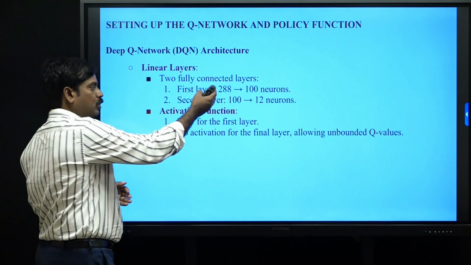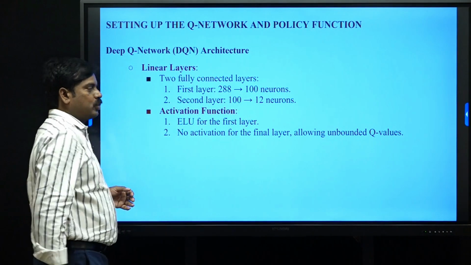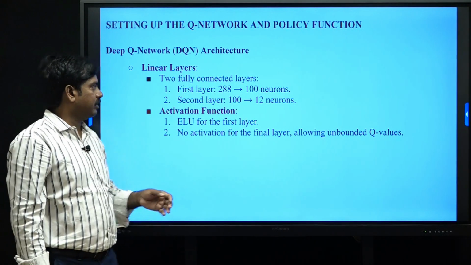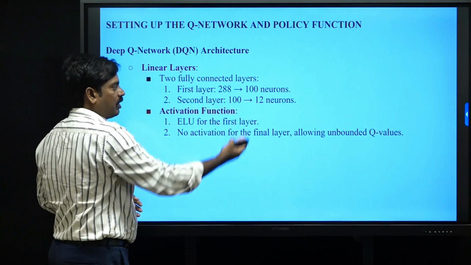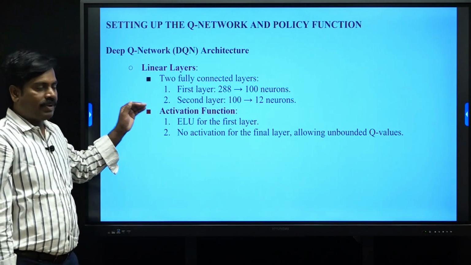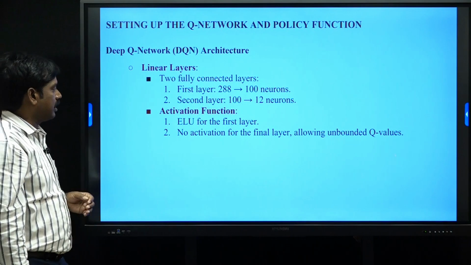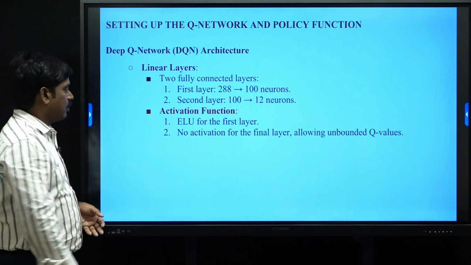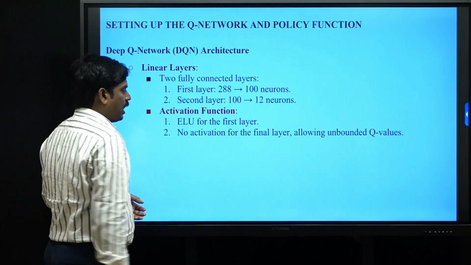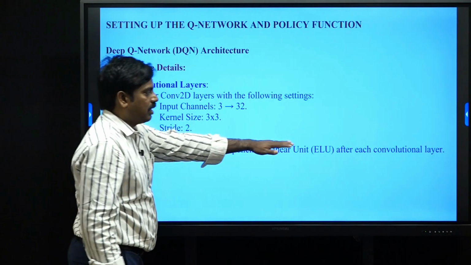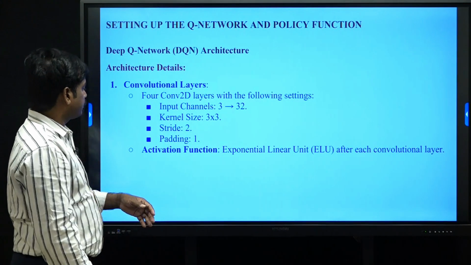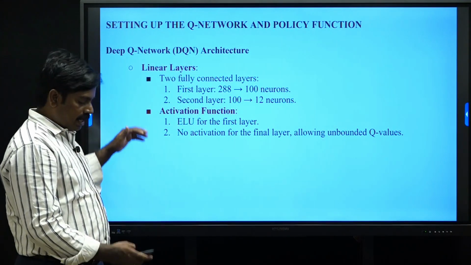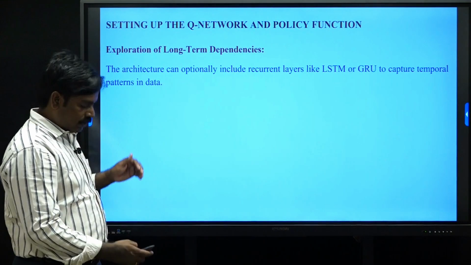The first linear layer has 288 input neurons and output 100. The second layer has 12 output neurons. In the first layer we apply ELU; in the second layer we apply no activation, allowing unbounded Q values. So this is the architecture of the neural network.